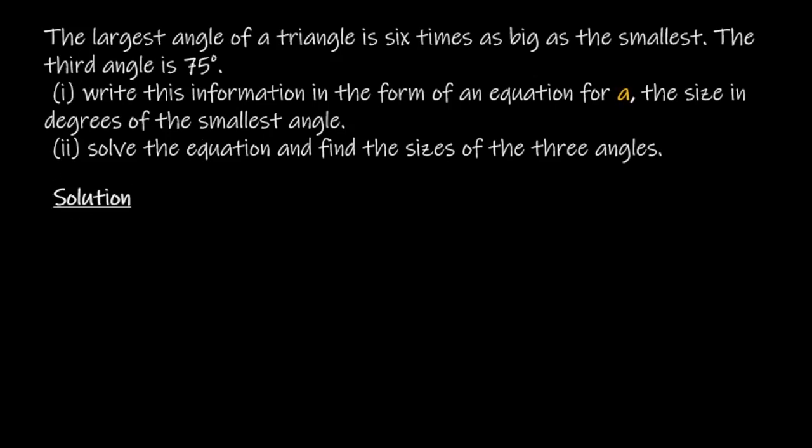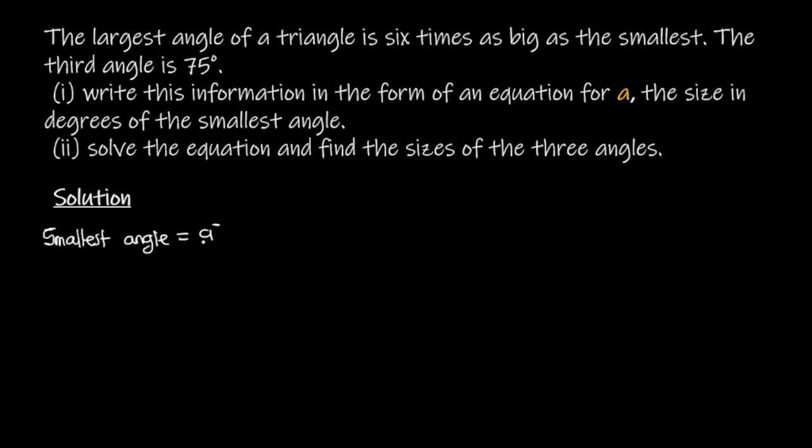So we have here the largest angle of a triangle is 6 times as big as the smallest. The third angle is 75. Now part (i) is saying write this information in the form of an equation for A, the size in degrees of the smallest angle. So it means the smallest angle is equal to A degrees.